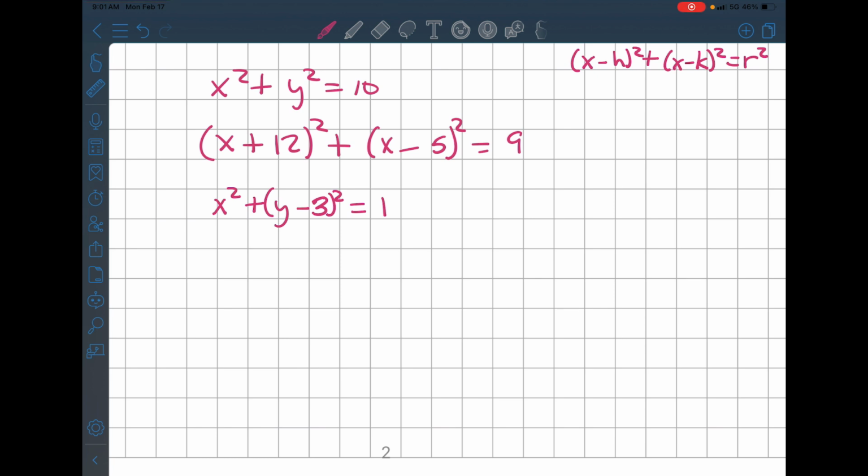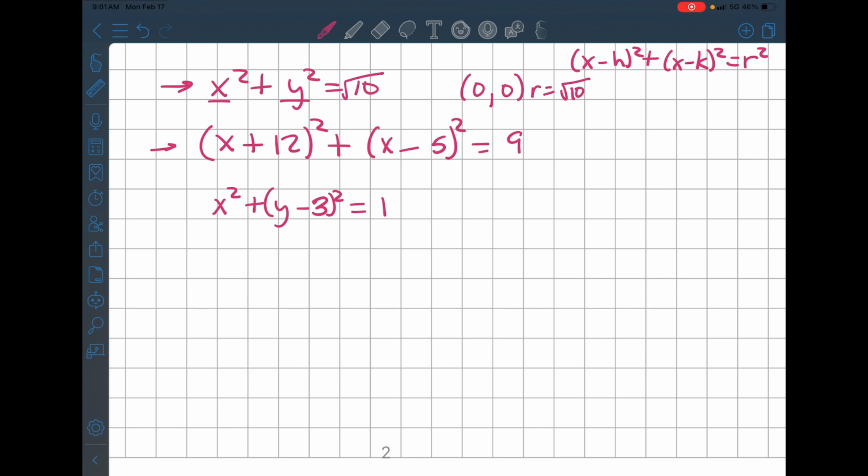So in this one, this first one, there is nothing added to x or y. So my center would be 0, 0. And then I would take the square root of this. And we know that 10 is not a perfect square, so we leave it square root of 10, or simply put it in our calculator, find the decimal if we need.